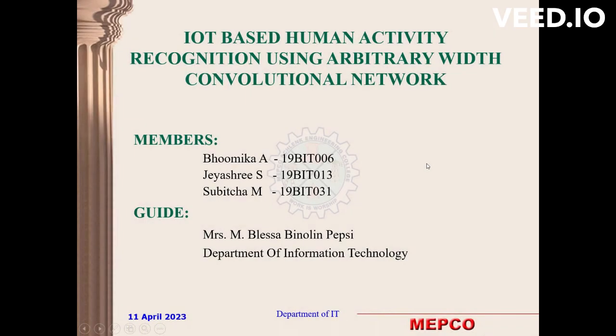Good afternoon. Our project title is IoT-based human activity recognition using an adaptive deep network with convolution network. Myself Jayashree, myself Bhumika, and the other teammate Sudicha. We are from final year IT and have done this project. Our project guide is Mrs. M. Ressa Vinoli Kutsi of the IT department.